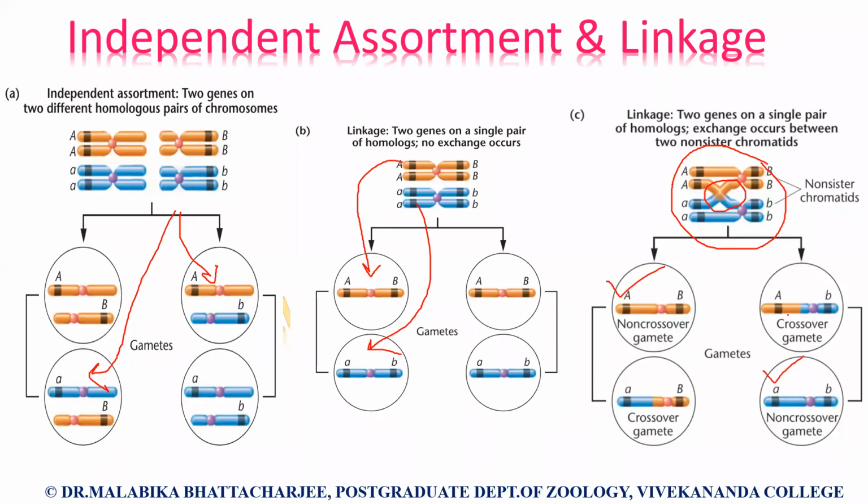So these are the three defined cases which are usually observed when different crosses are done, and the relationship between the two genes concerned. So if they are independently assorted, we get four categories of gamete in equal proportions. If there is complete linkage, we get only the parental gametes. And if there is linkage between two genes on a single pair of homologue, just keep this in mind, two genes on a single pair of homologue.